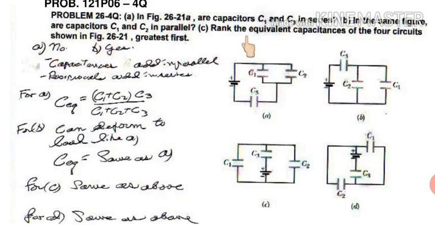C part says that rank the equivalent capacitance of the 4 circuits shown in figure 26 to 21 greatest first. So simply we have to calculate the equivalent capacitance of each circuit diagram and then we have to rank them, like which one is first, which one is second. That's it. Okay, so first we will talk about this particular figure. Now in this circuit diagram, we can easily see that C1 and C2, they are parallel to each other. So first we will calculate the equivalent capacitance of these two capacitors. As they are connected in parallel, we know how to calculate equivalent capacitance for parallel combination. We simply add them.